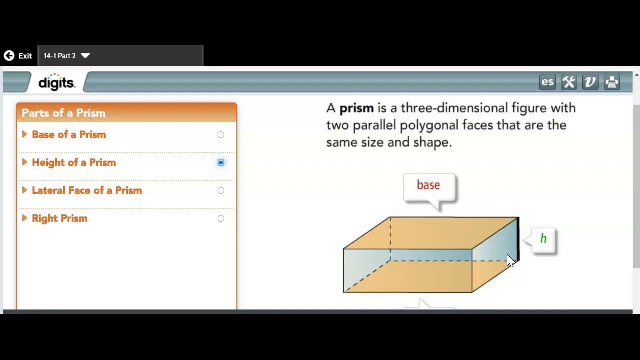The next part in your guided notes is the lateral face of a prism. It is the face that joins the bases to the prism. So again, a side length of a lateral face would be your height. You're just going along with the guided notes.